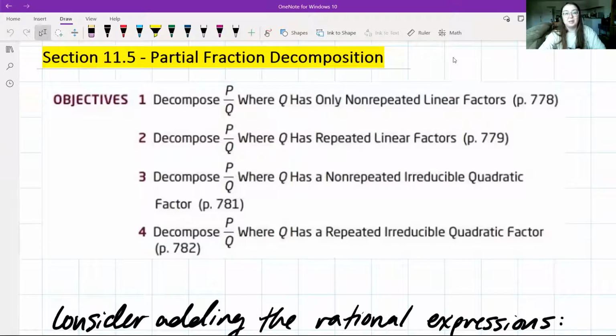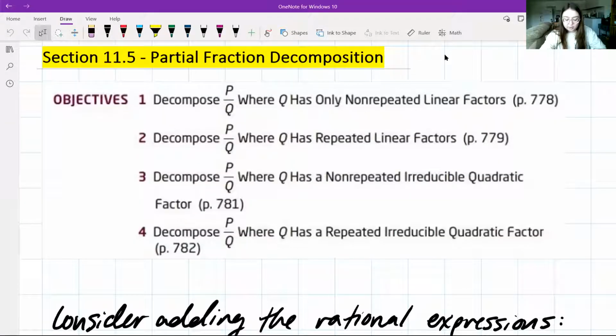Hello, everyone. We're going to be doing our last section, section 11.5, which is on partial fraction decomposition. So we have four objectives. Objective 1, we want to decompose P over Q, where Q has only non-repeated linear factors. Objective 2, decompose P over Q, where Q has repeated linear factors. 3, decompose P over Q, where Q has a non-repeated irreducible quadratic factor. And 4, decompose P over Q, where Q has a repeated irreducible quadratic factor. So all right, let's get started.